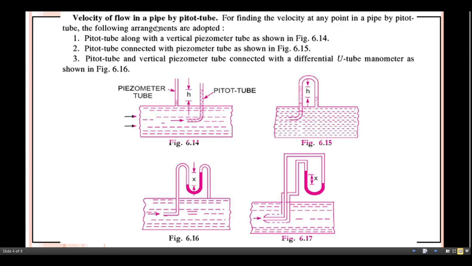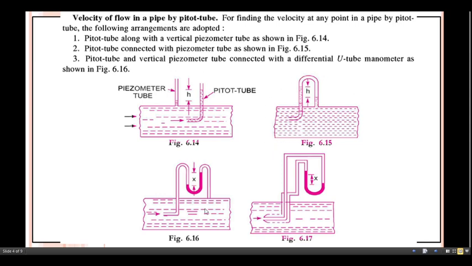Now the velocity of flow in a pipe by Pitot tube. For finding the velocity at any point in a pipe by Pitot tube, the following arrangements are adopted. So see, the first arrangement is the Pitot tube along with the vertical piezometer tube. Then the Pitot tube connected with the piezometer tube, and this is another arrangement.